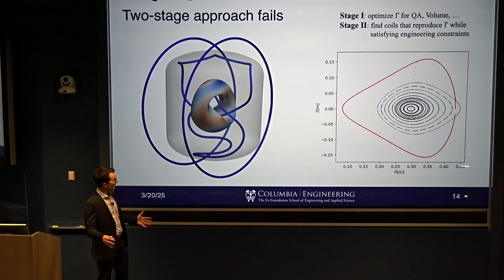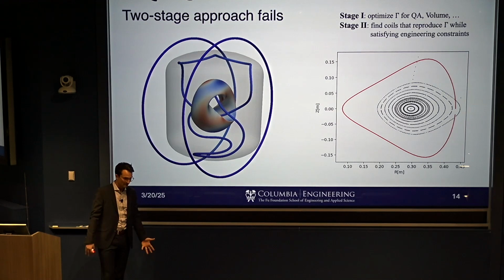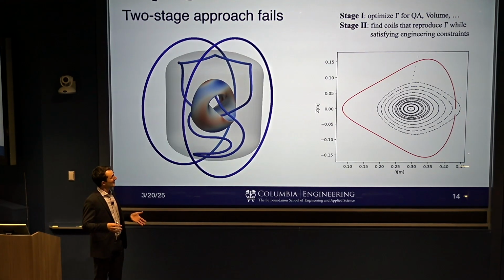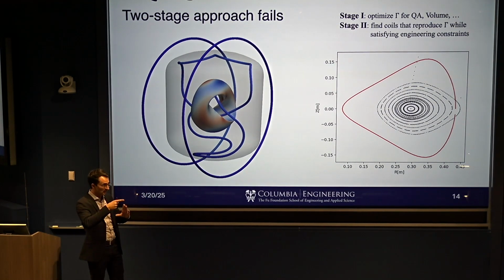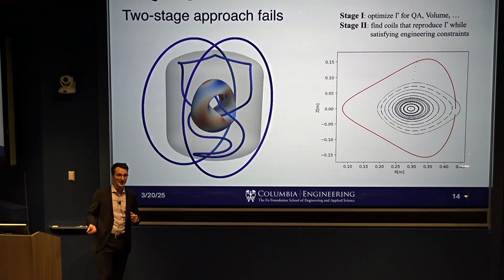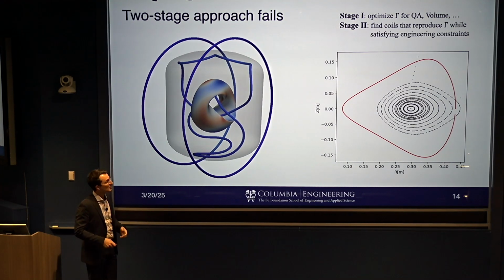And you run your optimizer, you find a very nice plasma boundary, and you're really happy with it, but you have to find coils that generate a magnetic field that is everywhere tangential on this magnetic surface, but also that satisfy the engineering constraints. And that's where the trouble begins, because you're not going to find, in the case of CSX, coils that can generate this beautiful plasma surface that is in red.